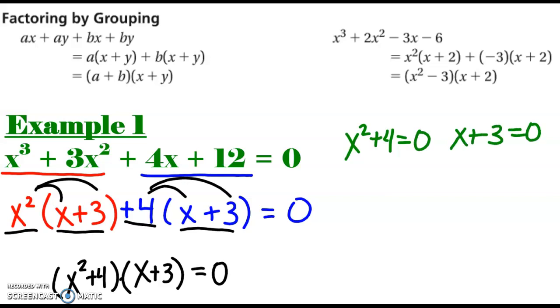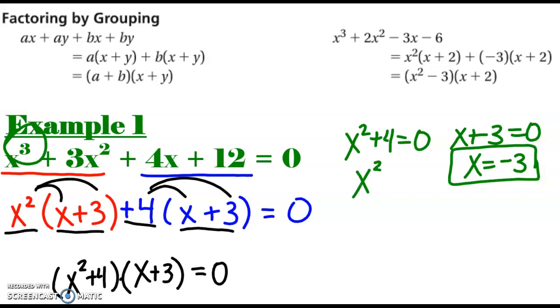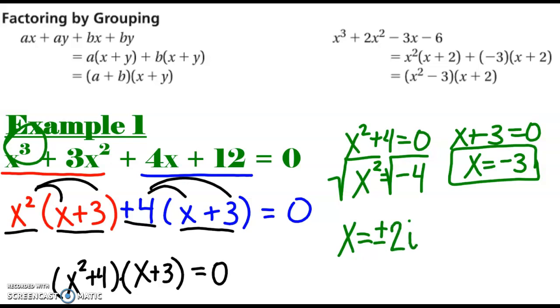So the easy one, of course, x plus 3 equals 0. We get a solution of negative 3, because we're going to have 3 answers this time. This is a cubic polynomial. And then to solve x squared plus 4 equals 0, we would subtract 4 to the other side. To get rid of the square, we would square root. There are 2 square roots of negative 4. We'd have a positive and a negative 2i, because the square root of a negative is i, and the square root of 4 is 2. It could be positive or negative, so there are 3 solutions. We've got a solution of negative 3, a solution of positive 2i, and a solution of negative 2i.